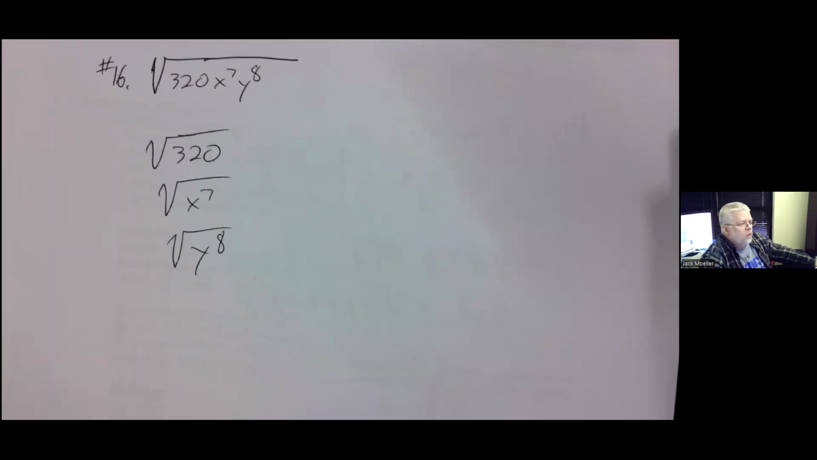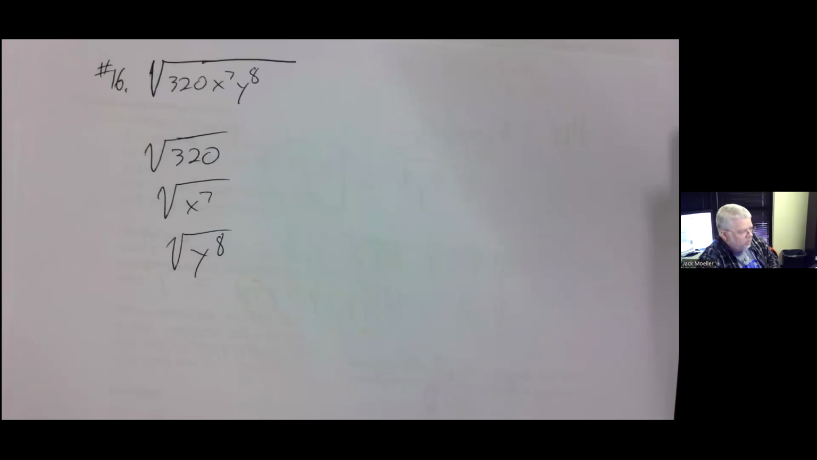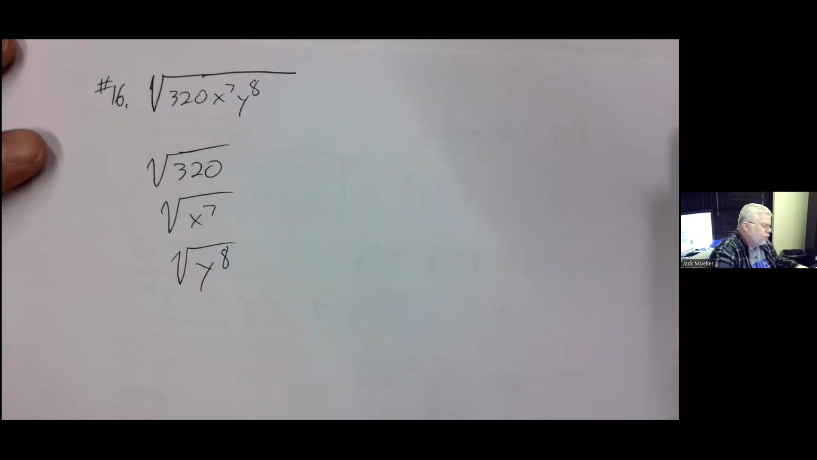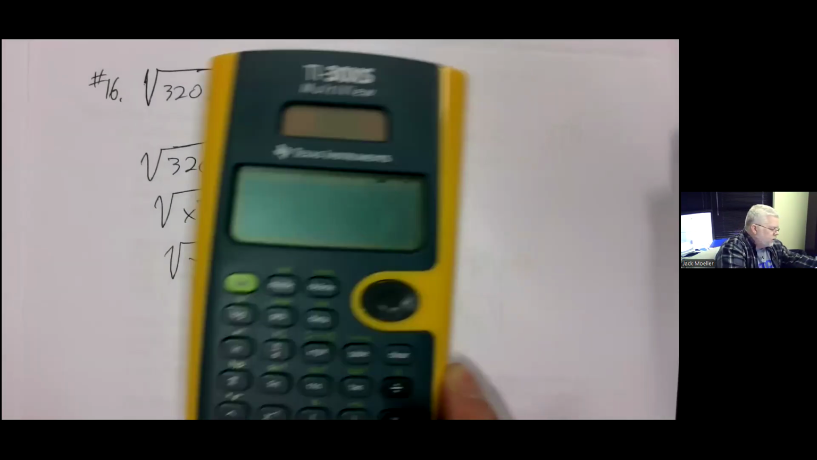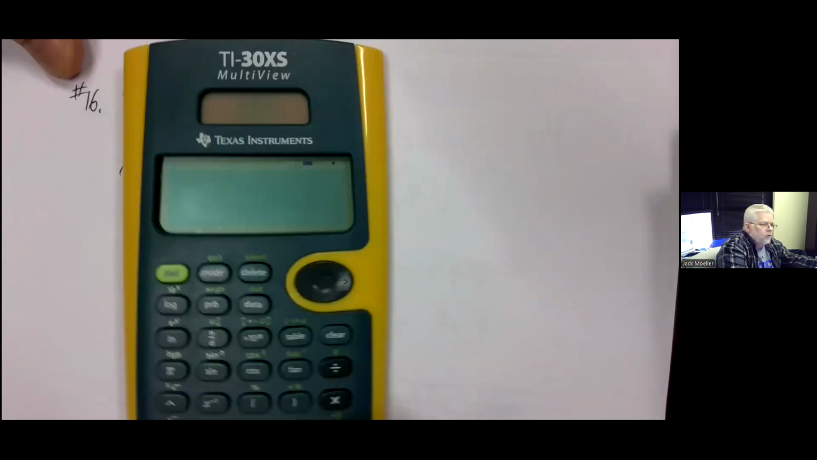All right, now when it gets to your bigger numbers, your triple digit numbers, I don't expect you to know these like I expect you to know your perfect square 2-digit numbers. So let's see what the calculator gives us with the square root of 320.